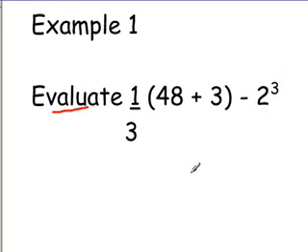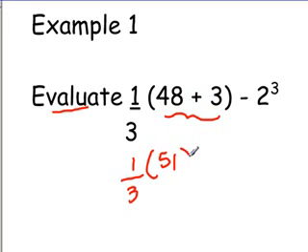Please excuse my dear Aunt Sally. Parentheses will come first. So I need to do what's in parentheses first. I'm going to write down my 1/3. 48 plus 3 is 51, minus 2 to the third, or 2 cubed. Now I'm going to write down every single step. If you combine steps, that's fine. So I took care of my parentheses.